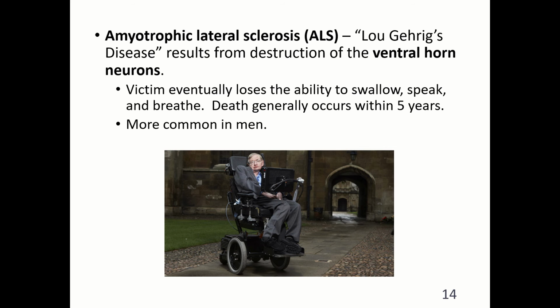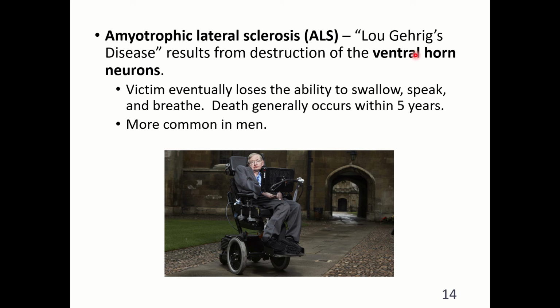Amyotrophic lateral sclerosis, abbreviated ALS, is also known as Lou Gehrig's disease. This disease results from destruction of the ventral horn neurons. Victims eventually lose the ability to swallow, speak, and breathe. Death generally occurs within 5 years. It is more common in men, and it is unknown why that is so.